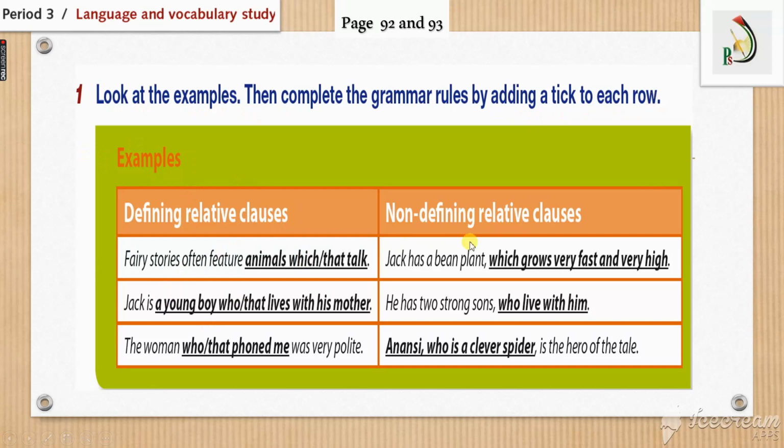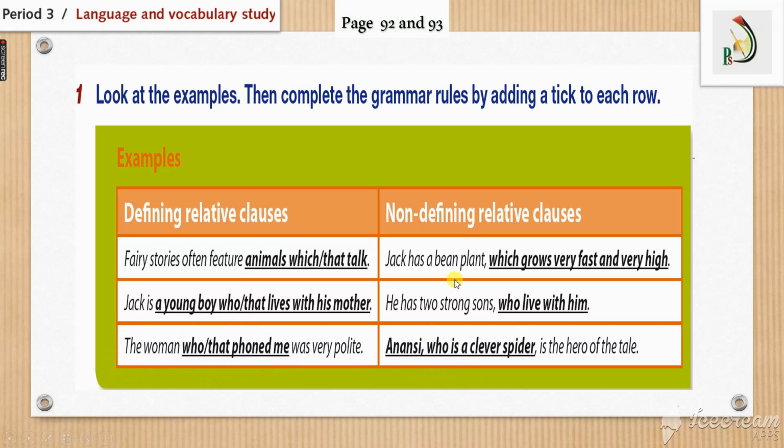Defining relative clause, non-defining. You can see that the defining relative clauses are giving you important information, and non-defining are giving you extra information. See here, I'll take an example, the rest you can read. The woman who phoned me was very polite. If you remove this clause, the woman was very polite. Again, the listener will not know who that woman is or what that woman did. So we need to tell the listener the complete information: the woman who phoned me was very polite.